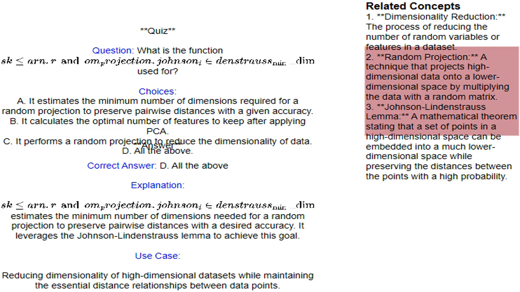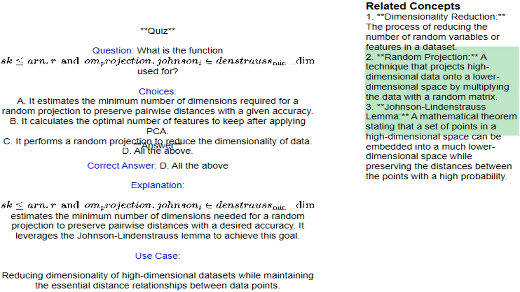Dimensionality reduction: the process of reducing the number of random variables or features in a dataset. Consider a dataset with 1000 features describing images. By applying dimensionality reduction techniques like PCA or random projection, we can reduce the number of features to 100, for example, while preserving the essential information for tasks like image classification. This can significantly reduce the computational cost and storage requirements.